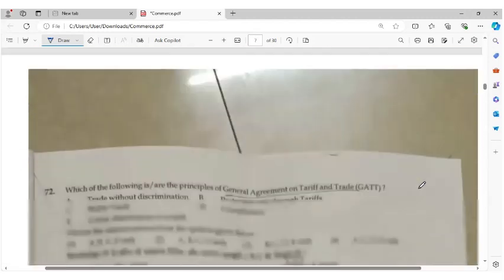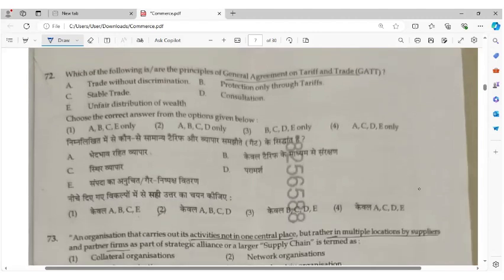Next question, that is 72. This question is about the principles of GATT, the General Agreement on Tariffs and Trade. This is also a simple question. Here you also have to just use the elimination method. You know that trade without discrimination, protection only through tariff, stable trade, and consultation are all principles of GATT, but unfair distribution is the one thing, that is E, that is not a principle. So if we eliminate E, we can easily get the answer.